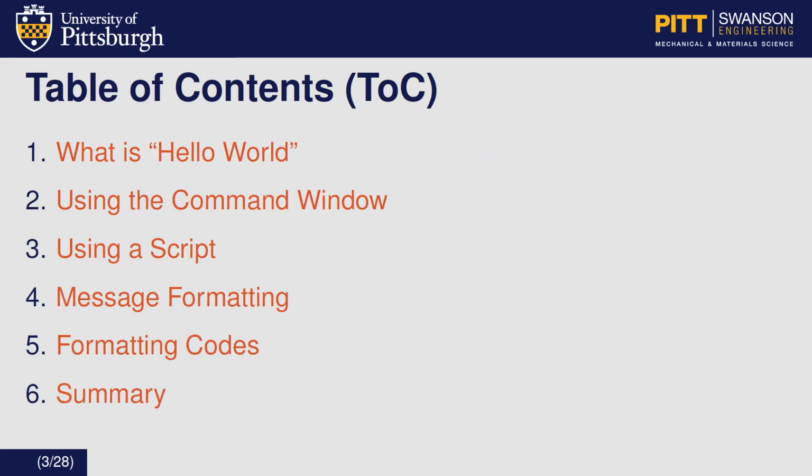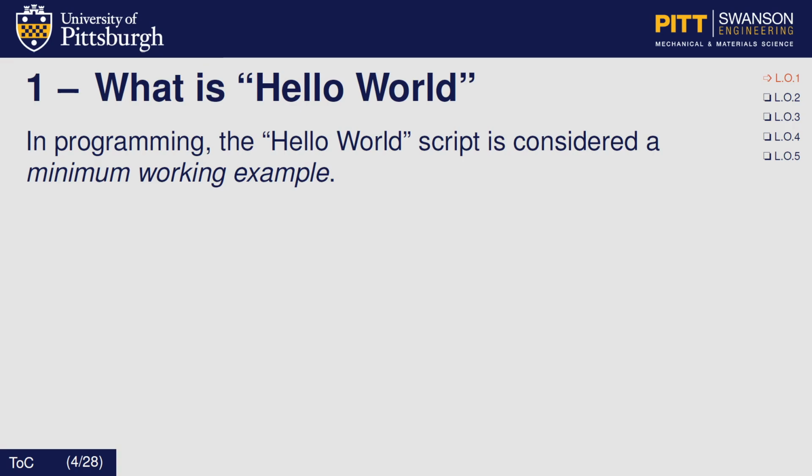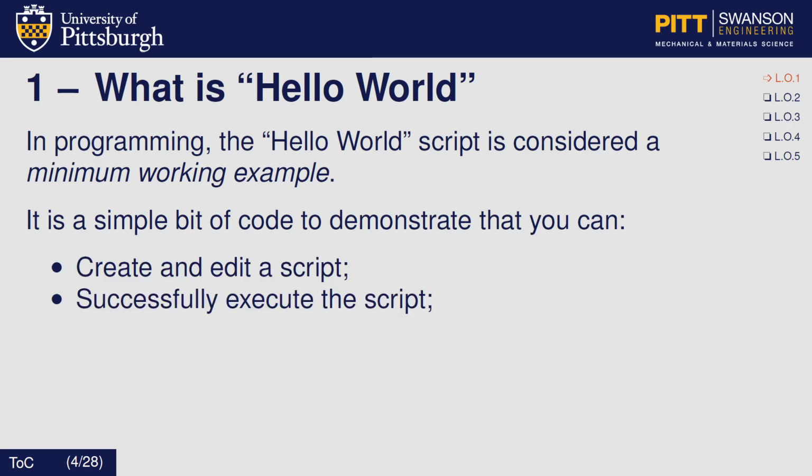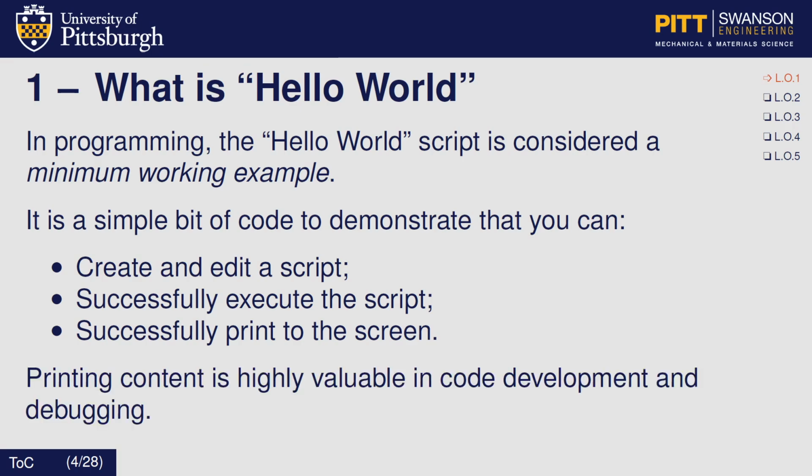This slide, the table of contents, contains hyperlinks to each of the sections to make the downloaded PDF easy to navigate. In programming, Hello World is considered to be a minimum working example, which means that it is the simplest bit of code to demonstrate that you can create and edit a script, you can successfully execute that script, and you can successfully use it to print to the screen. Printing content is highly valuable in code development and debugging.